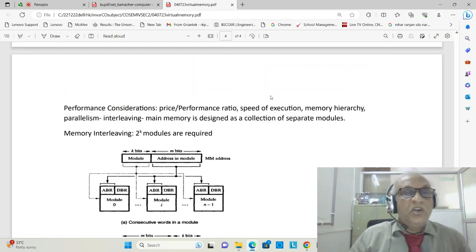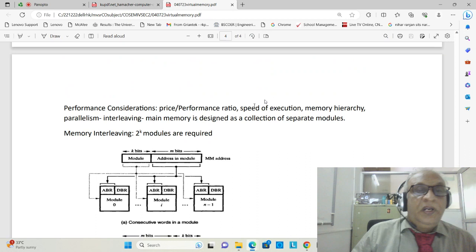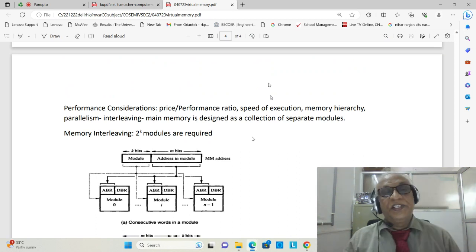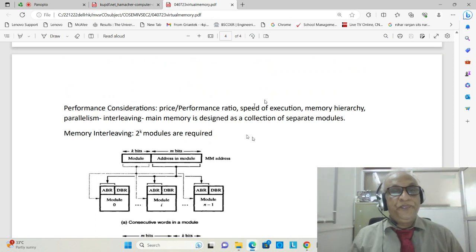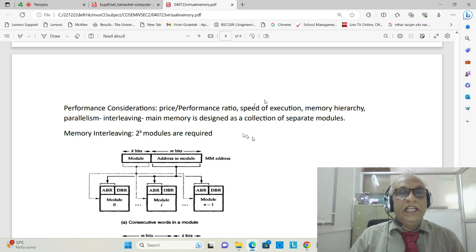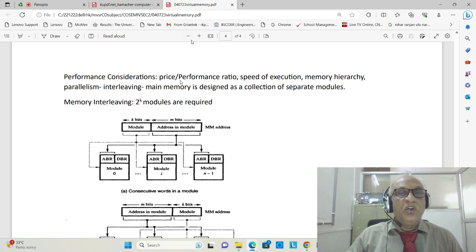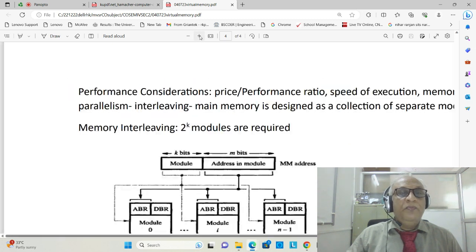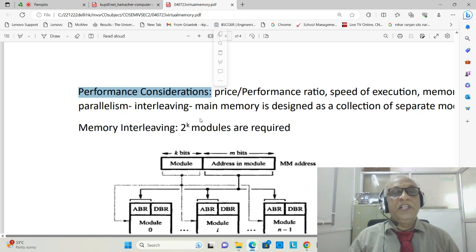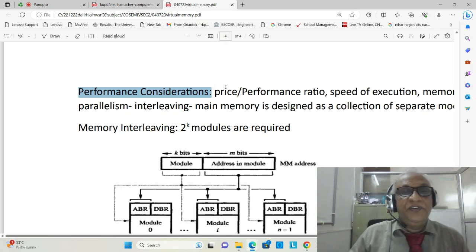Let us continue our discussion. After discussing virtual memory using various diagrams from the Hamacher textbook and the Morris Mano textbook of computer organization, we are moving forward to a topic by the name performance consideration. So here we are speaking of the performance consideration of a machine, of a computer.